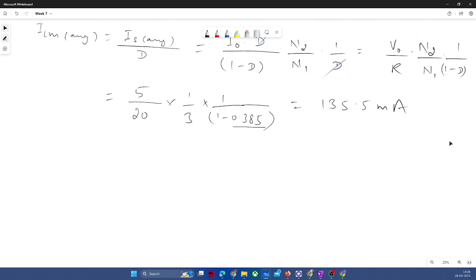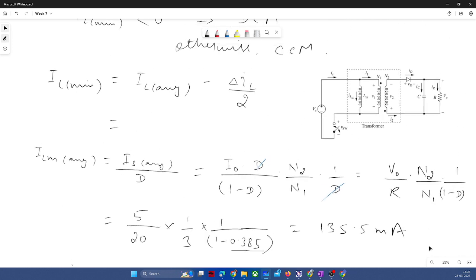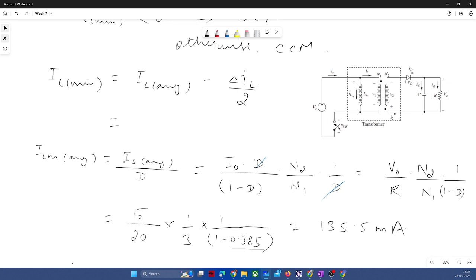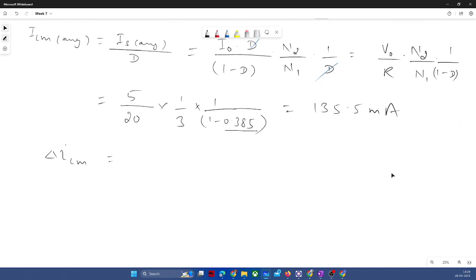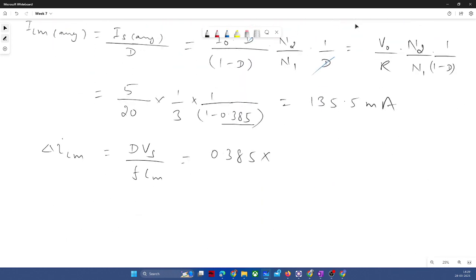Now we need to compute the ripple in that magnetizing inductance, that is del ILM. When this switch is closed, we can apply the voltage equation across this inductance. VLM is equal to L del ILM by dt, as the current increases from IL minimum to IL maximum. So del ILM is D Vs by F LM, with D as 0.385 and Vs as 24 volt.